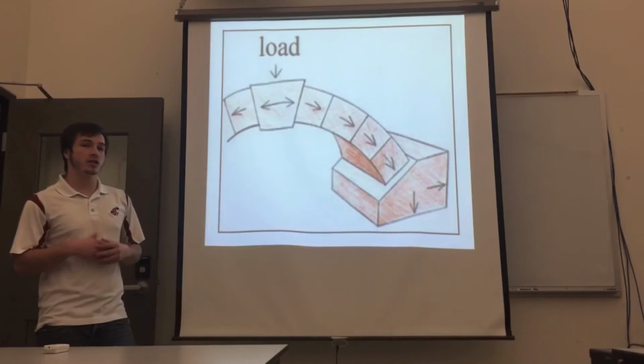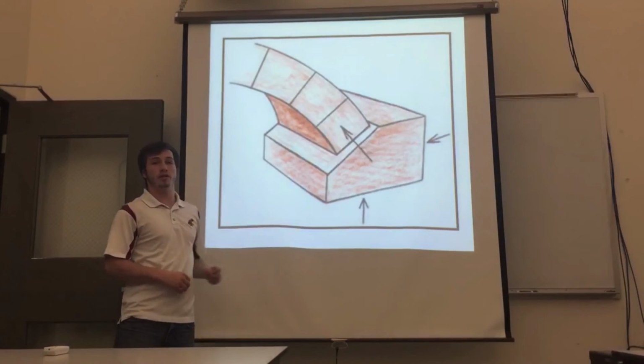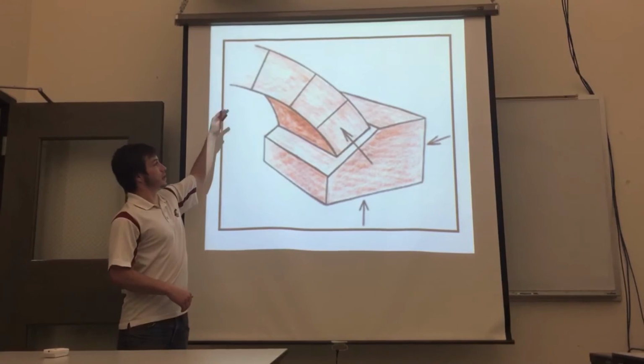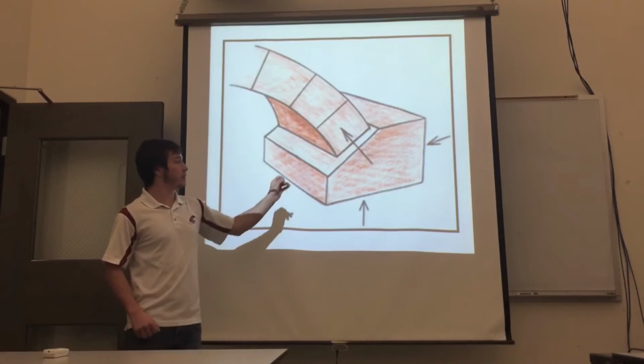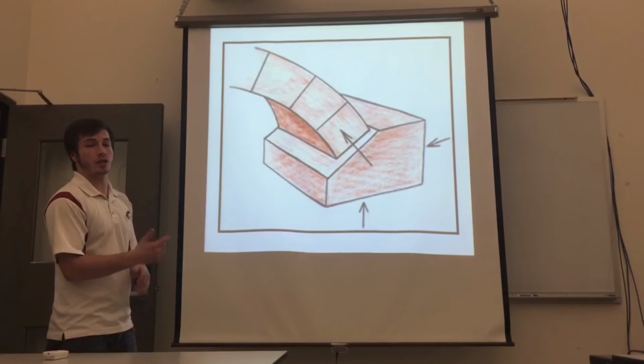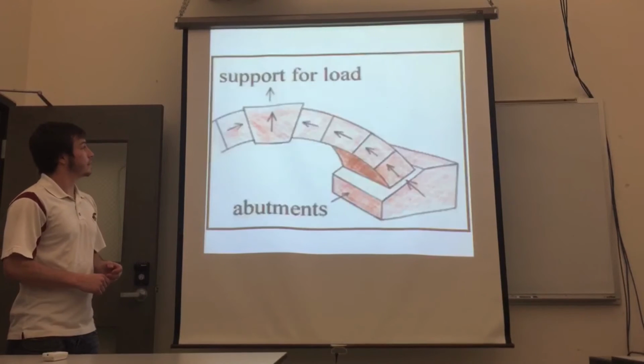You might be thinking, what supports that force? And that's where the abutments, the supports down here, come into play. As you can see, the forces that come down the arc get supported at the abutments, but also the abutments then give an equal reaction and go back up the arc to balance out the forces.